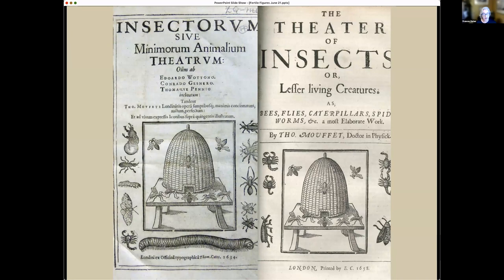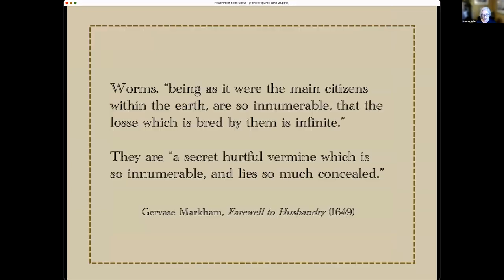Leonard Maskell in The Countryman's Recreation advises that when one is planting fruit trees, if one sees worms, then one should kill them. Otherwise, they will hurt greatly the roots of the trees. Markham's Farewell to Husbandry warns that worms, being as it were the main citizens within the earth, are so innumerable that the loss which is bred by them is infinite. They are a secret, hurtful vermin, which is so innumerable and lies so much concealed.